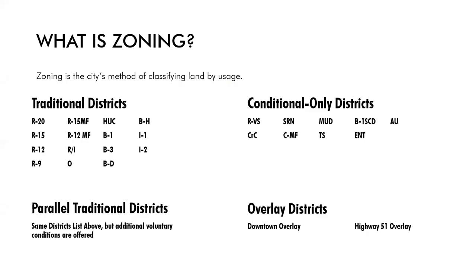So a little bit of background planning information. Zoning is the city's method of classifying land by usage. On your screen, you can see zoning districts found in the Matthews Unified Development Ordinance. They have traditional districts, conditional only districts, parallel traditional districts, and overlay districts. We're requesting a parallel conditional district, rezoning the site from R20 residential to office conditional, which is OCD.